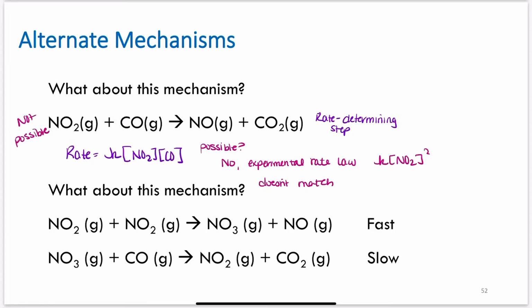What about this mechanism? If I had NO2 plus NO2 giving me NO3 plus NO, it is my fast step, and my slow step was NO3 plus CO giving me NO2 plus CO2. Here's the trick. When your slow step is the first step, it's really easy to find the rate. But when your slow step is your second step, it's not so easy. We got to do a little bit of mathematical manipulation here. So I'm going to erase some of this for some space.